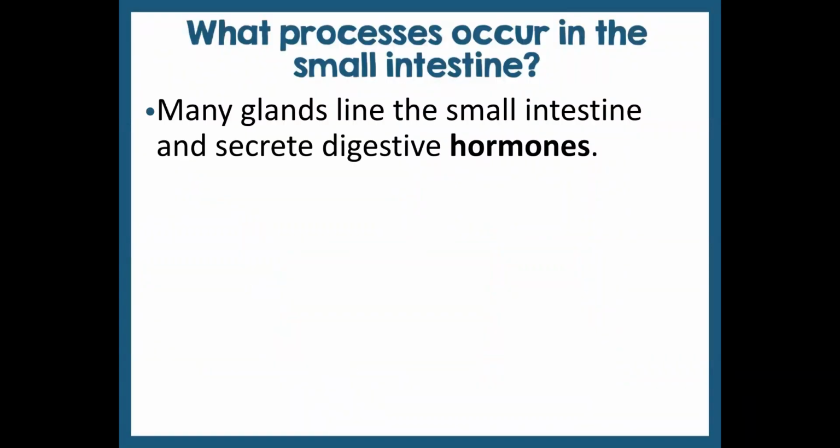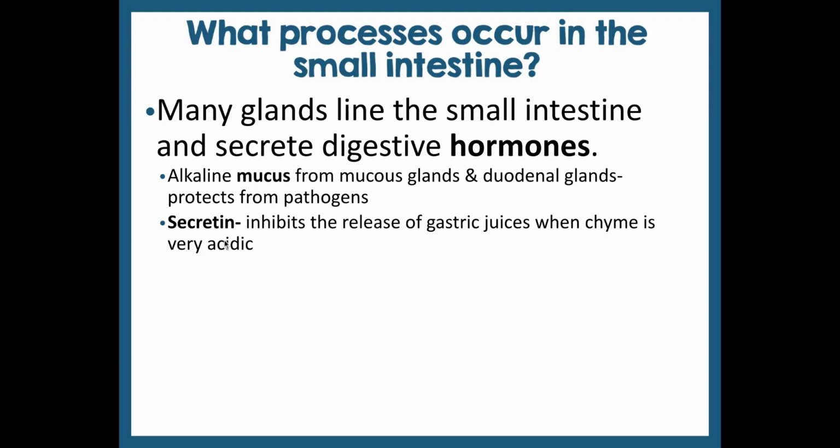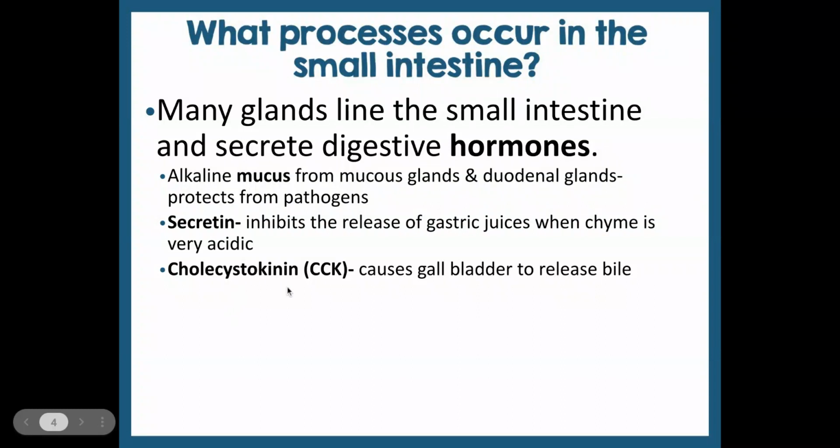Okay, now many glands line the small intestine and secrete digestive hormones. Alkaline mucus from mucus glands and duodenal glands protects from pathogens. Secretin inhibits the release of gastric juices, which we've talked about in a previous video, within your stomach, when chyme is very acidic. Also, CCK causes the gallbladder to release bile.